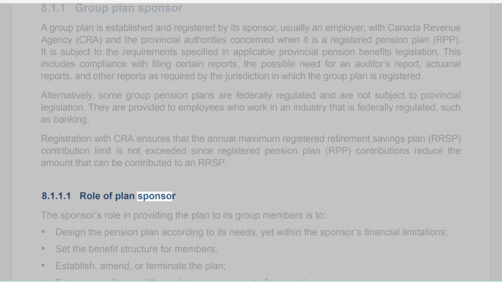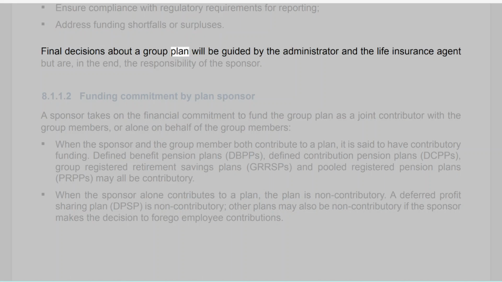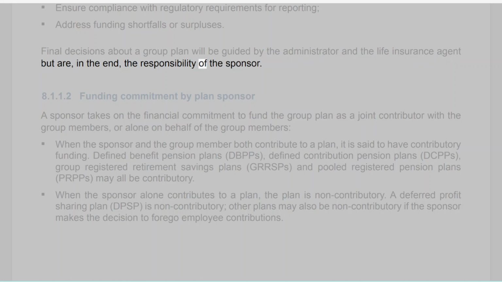8.1.1.1 Role of plan sponsor. The sponsor's role in providing the plan to its group members is to design the pension plan according to its needs, yet within the sponsor's financial limitations, set the benefit structure for members, establish, amend, or terminate the plan, ensure compliance with regulatory requirements for reporting, and address funding shortfalls or surpluses. Final decisions about a group plan will be guided by the administrator and the life insurance agent, but are, in the end, the responsibility of the sponsor.